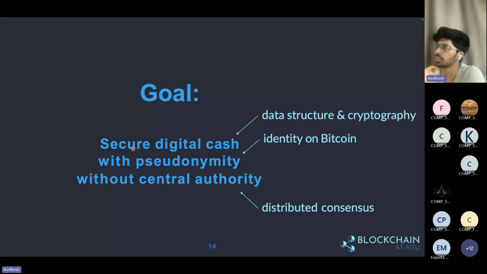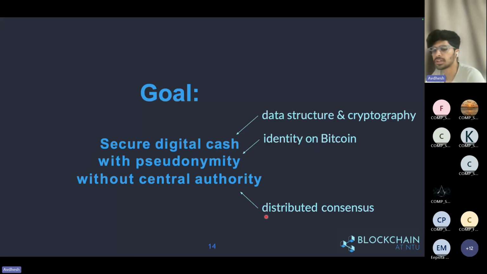So we can create a secure digital cash with data structures and cryptography. The second, for pseudonymity, we use identity on blockchain. I'll explain all of this later. And for the central authority, we do something called distributed consensus.